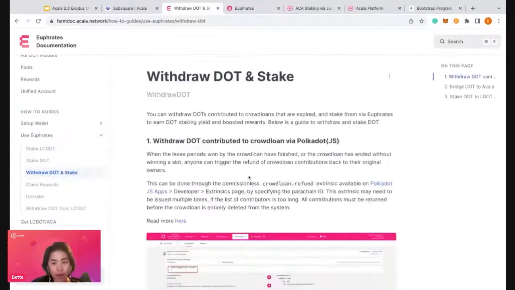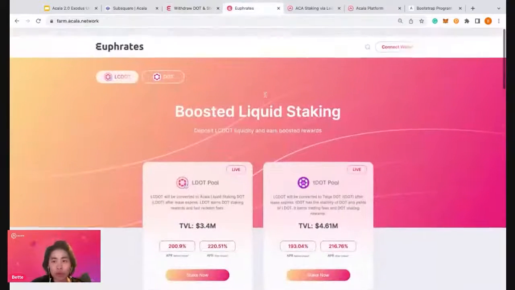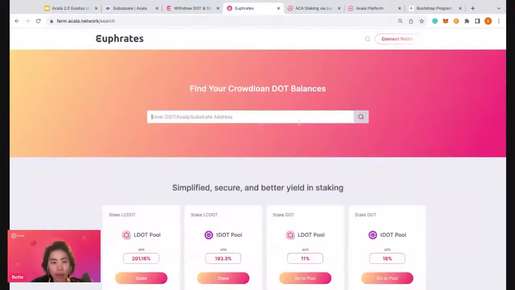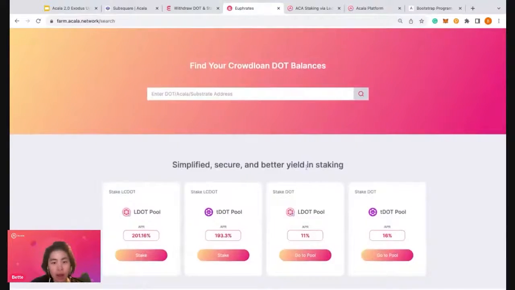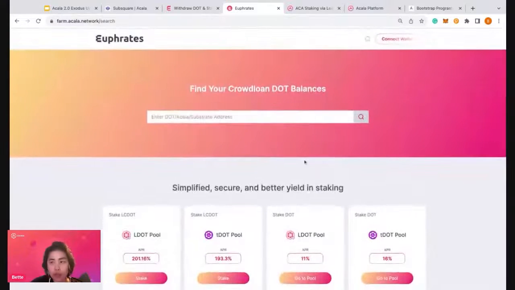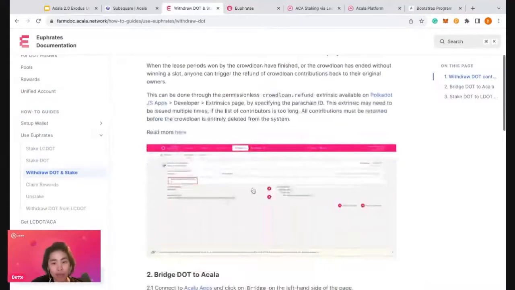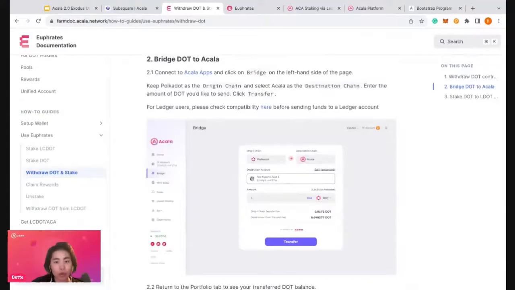And then there's also a guide here. And there's also a cool thing for Euphrates, where you can enter your DOT address and search for where your DOT has been staked in the crowdloan. Whether it's through Polkadot.js directly or through some other platforms, you can search them here. There are also guides to help you navigate: if I've got DOT on another platform, how do I get it back? And how do I get it onto Acala and do the staking that I want?